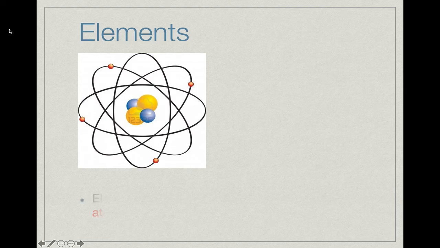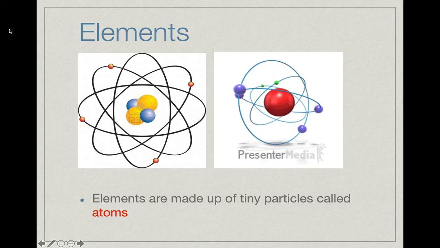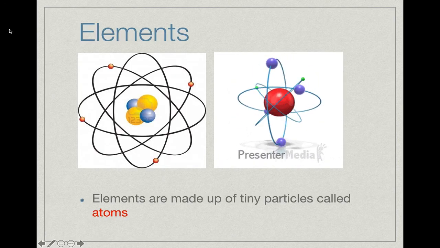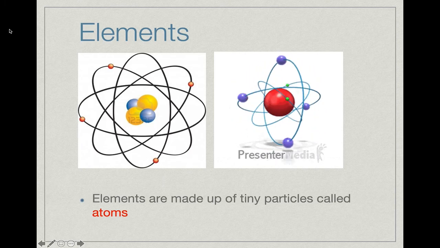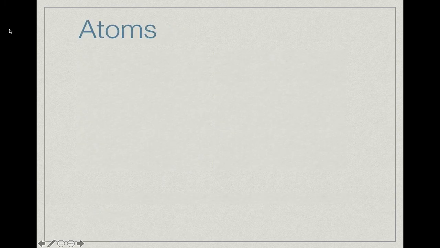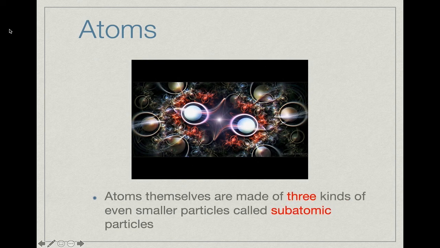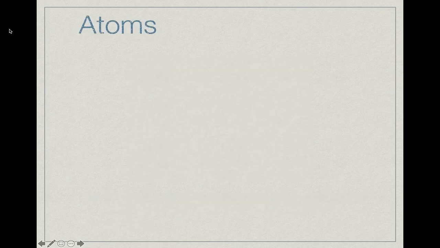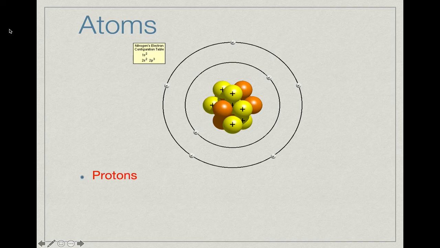Elements, or you know them as atoms, are made up of tiny particles. Here's one you might remember from your chemistry days, or the little bit of chemistry you had in biology: the helium atom. Atoms themselves are made up of three kinds of even smaller particles, or subatomic particles. We have the protons, the positively charged particles in the center, neutrons, ones with no charge, and then the tiny electrons that orbit these protons and neutrons.